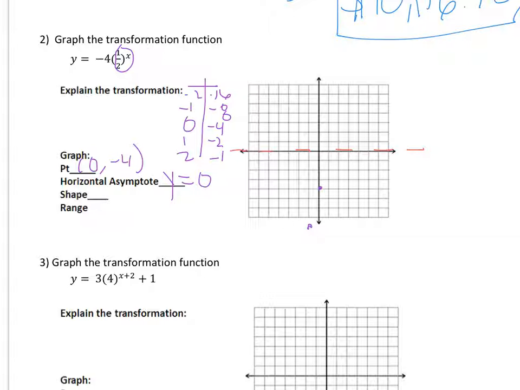1, -2, and 2, -1. Whoop, there it is. My range y would be less than, because it's below my dotted line, and my dotted line is at 0.